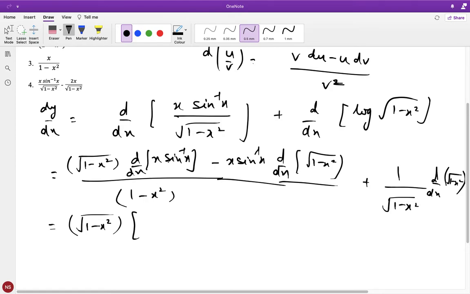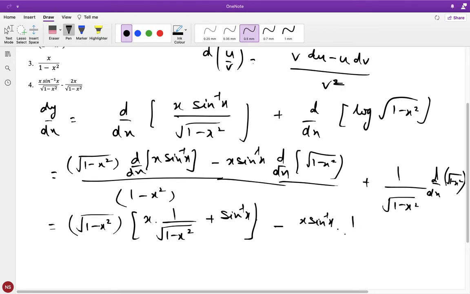So now it's the derivative of a product. So x into the derivative of sine inverse of x is what? 1 by root 1 minus x square, plus sine inverse of x. And the derivative of x is what? 1. So done.